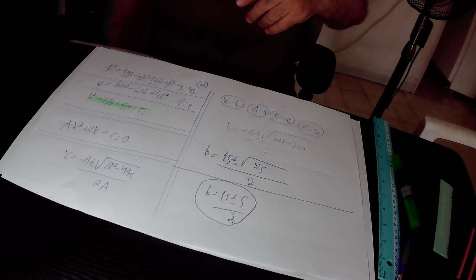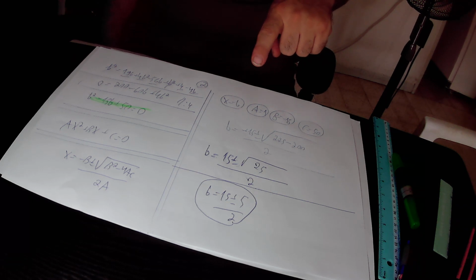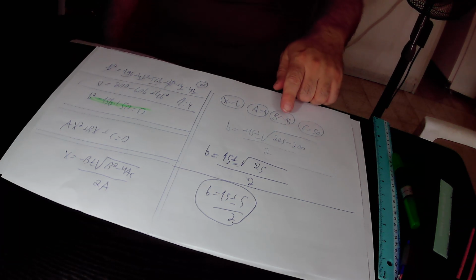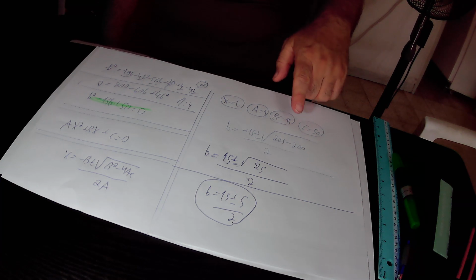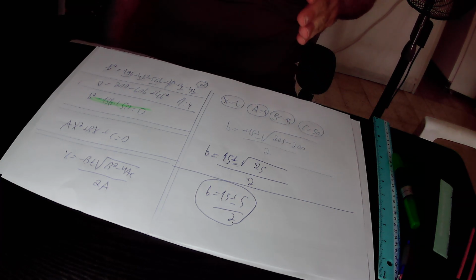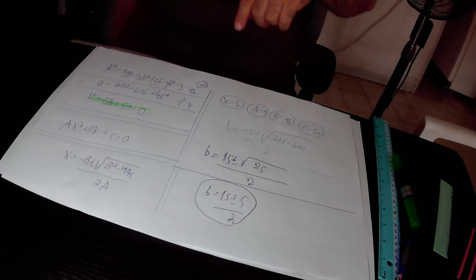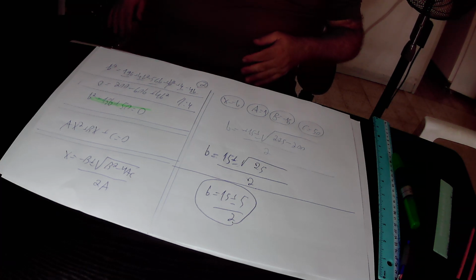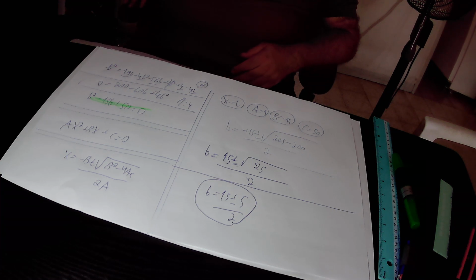So in total, we find that b equals 15 plus minus the square root of 225 minus 200, that is 25, over 2. The square root of 25 is 5, so b equals 15 plus minus 5 over 2. So here we have two possible solutions for b. We define the first solution for b as b1.